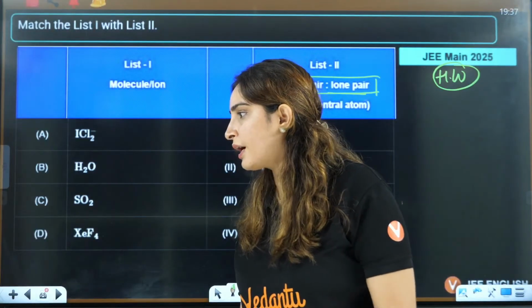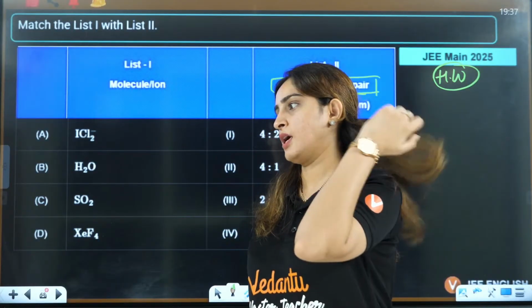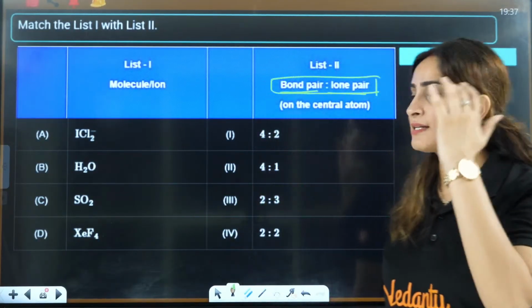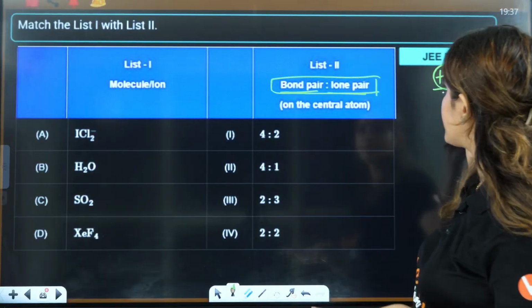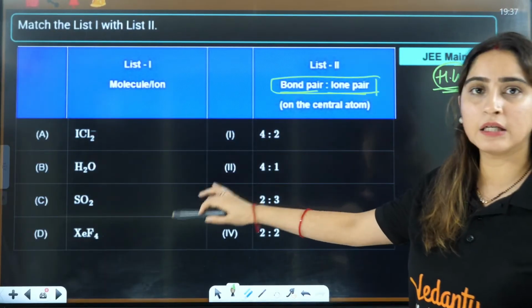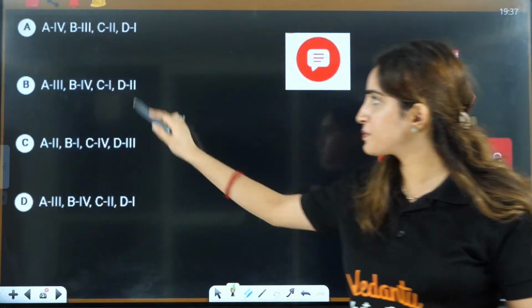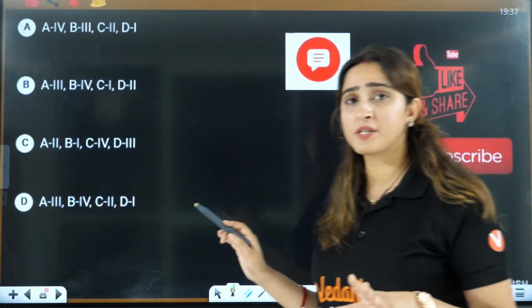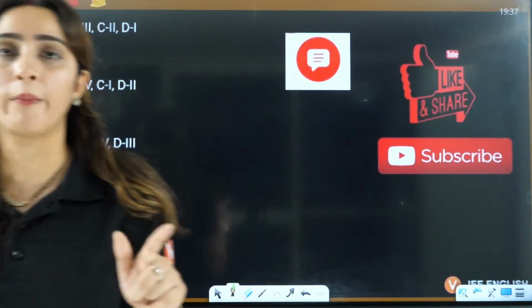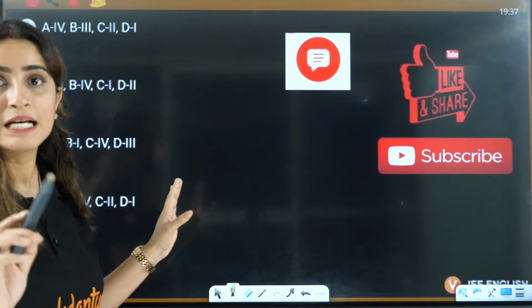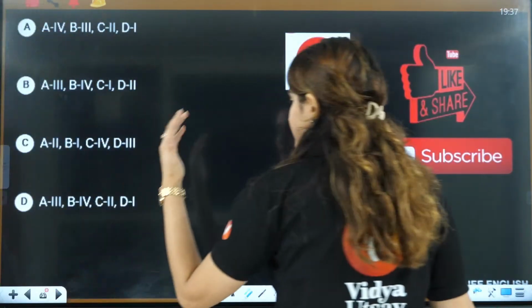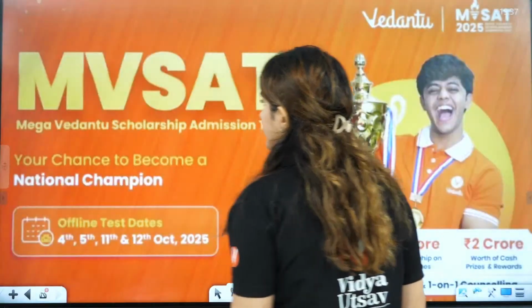Understood? Yes. So guys, that's it. Now this is your homework question. You need to answer me the bond pair to lone pair ratio, and these are the options. Out of these, you need to answer in the comment section which of the following is the correct answer here. You can take a screenshot and answer me that.